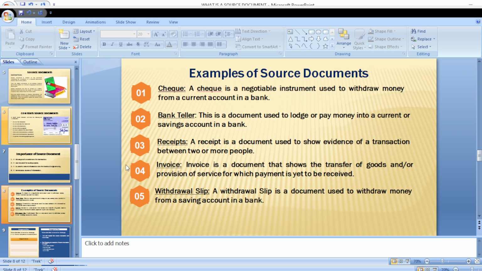Then number 3, we have the receipt. A receipt shows evidence of a financial transaction between 2 or more persons. So I've given you an example.